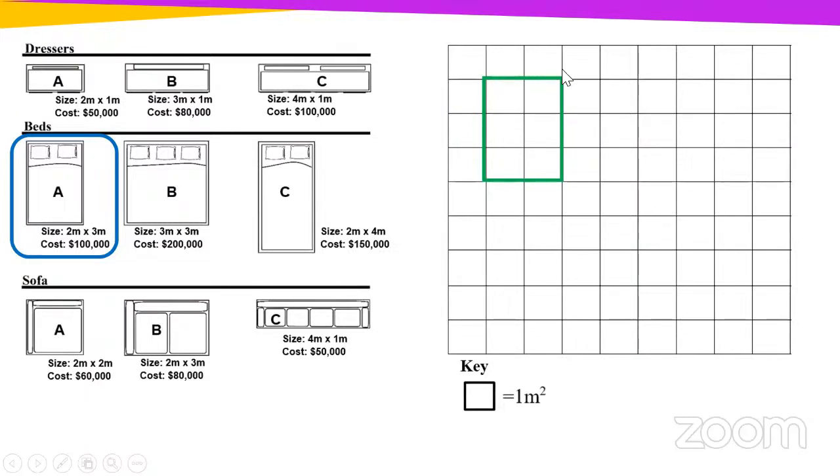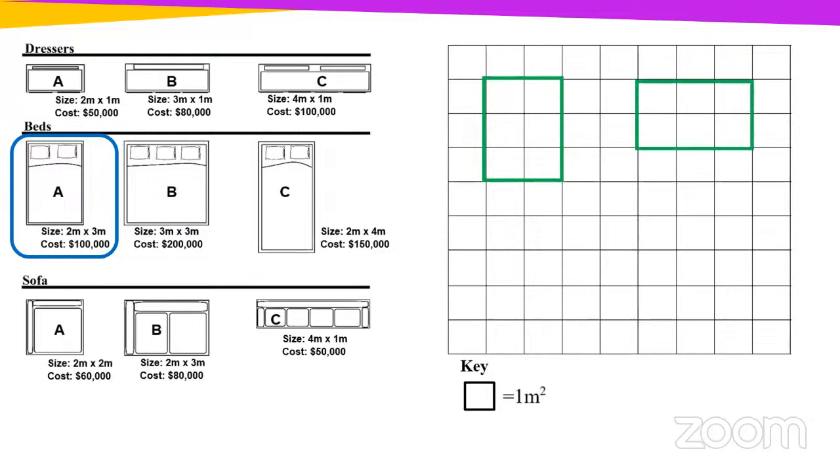Hold on. Aren't you seeing 2 by 3? Yes, miss. Good, so are we correct with this representation? Yes, miss. All right, good job.